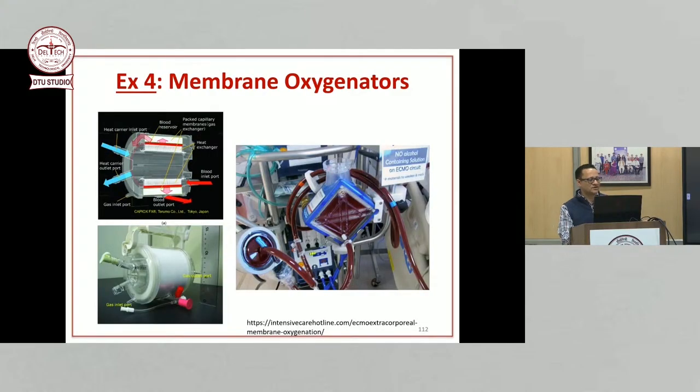Just an example of an oxygenator. This is an oxygenator. Blood goes through it, but then there are so many packs of these fibers in which there is oxygen, and you're trying to get oxygen gas transfer happening, so as to oxygenate the blood.